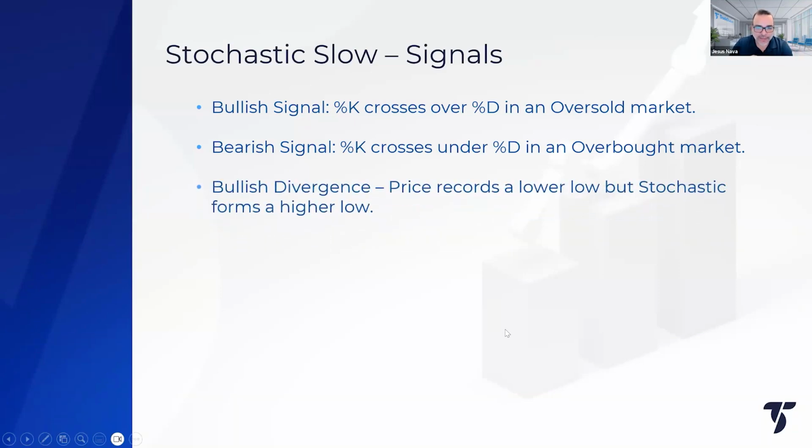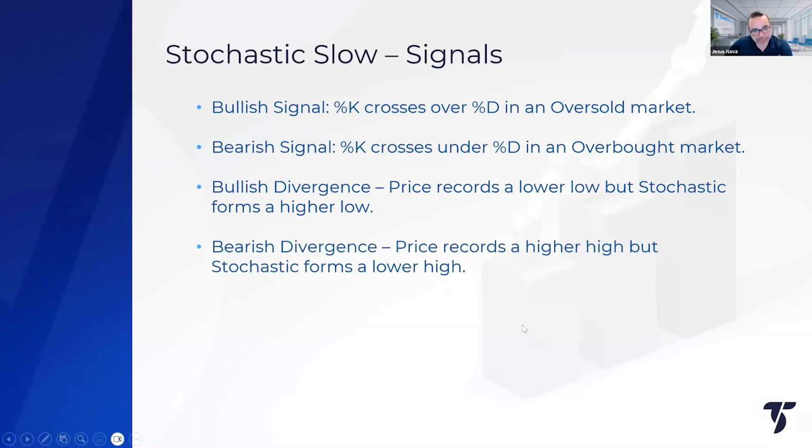We have a bullish divergence. That's whenever the price records a lower low, but stochastic forms a higher low. So you have something contradicting: the prices are going down, but the stochastic is kind of leaning towards the top side. And a lot of traders trade that as a bullish divergence. We have a bearish divergence, which is the opposite. The prices are kind of heading upward, but then the stochastic is showing you that it's going down.